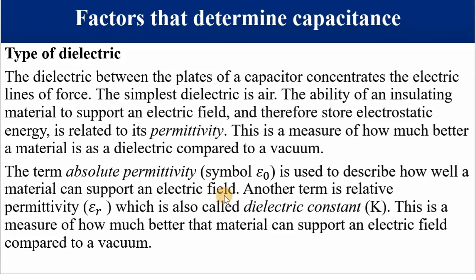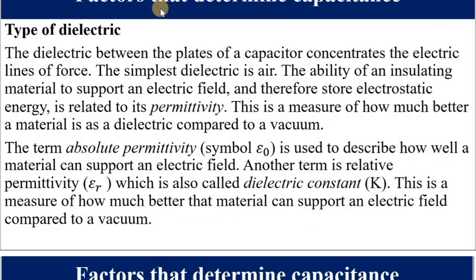We also have another term related to the type of dielectric, and it is called relative permittivity, epsilon r. Its other name is dielectric constant, symbol K. And how do you define it? It is a measure of how much better that material can support an electric field when compared to a vacuum, hence the word relative, and we call it relative permittivity. Another type of permittivity that we are going to look at is simply epsilon.